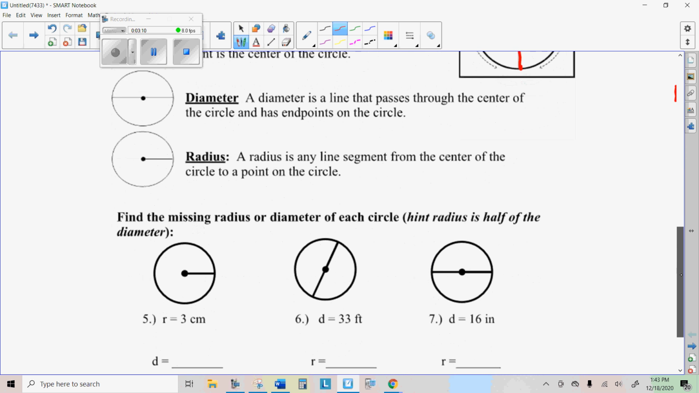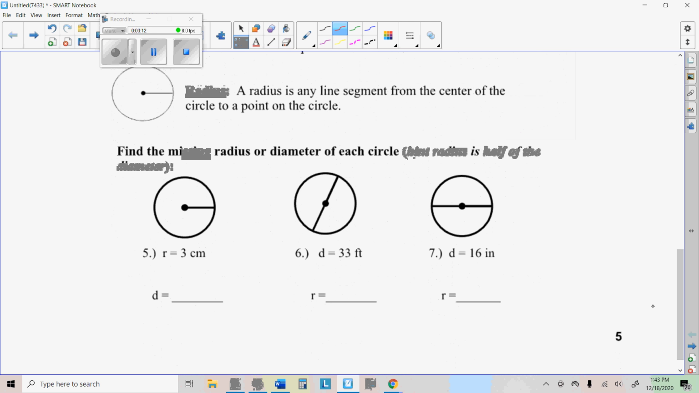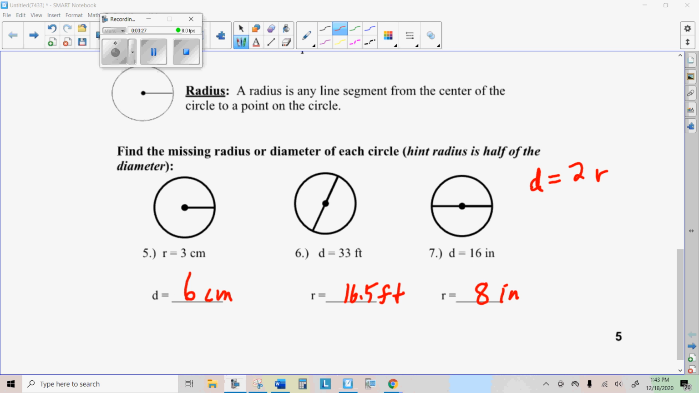Find the missing radius or diameter of each. Now, since there's two radiuses in every diameter, the diameter equals, and you can even make a little formula for this, 2 times the radius. So go ahead and fill in those missing parts. Make sure that your radius is half of your diameter.